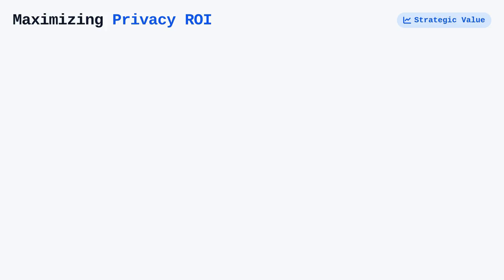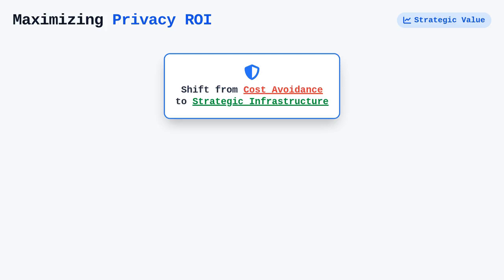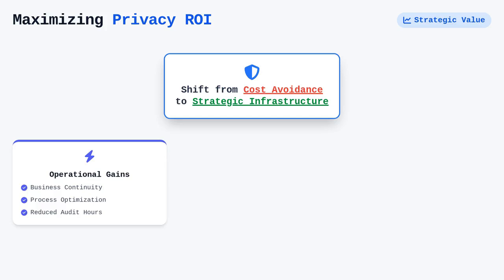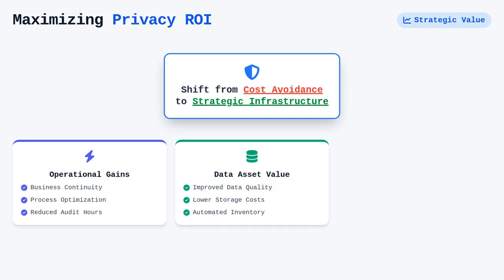Calculating the return on investment for technological privacy deployments involves looking beyond simple cost avoidance. You should view these investments through the lens of business continuity, process optimization, and the reduction of audit preparation hours. For example, automating the data inventory process not only fulfills a legal obligation, but also provides the business with a better understanding of its own data assets, which can lead to improved data quality and reduced storage costs.